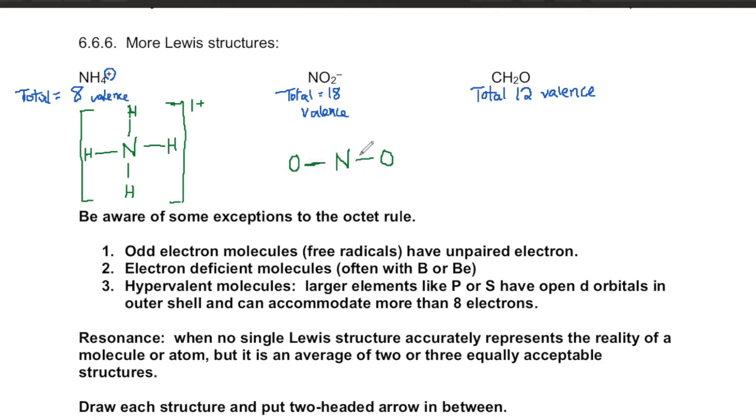We have connected it with single bonds to make this skeletal structure. This only used 4 electrons, so we still have 14 left. We'll start putting those around the outside terminal atoms here. 2, 4, 6, 8, 10, 12. Any extra we can put on the central atom, so those last 2 we put on the nitrogen. This brings us up to 18. 2, 4, 6, 8, 10, 12, 14, 16, 18. So all 18 are being used.